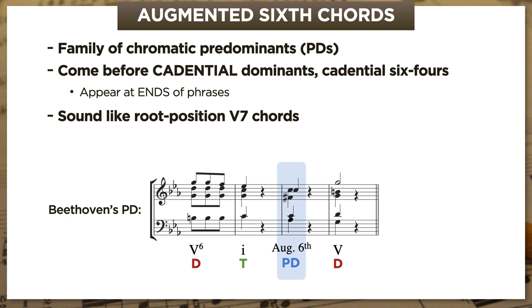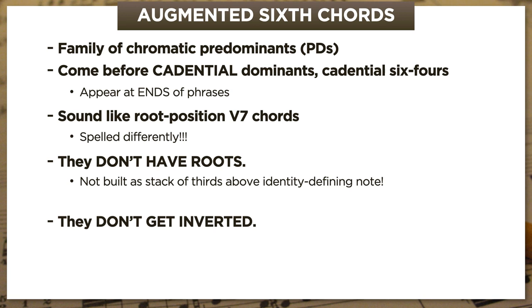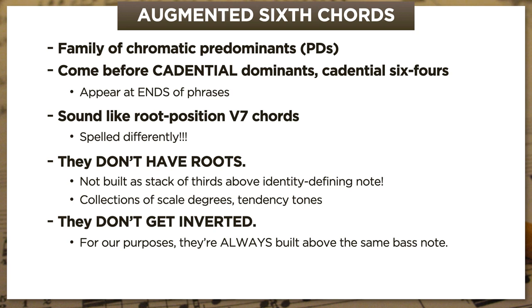Moving on. Augmented sixth chords may sound like 5-7 chords, but they are spelled differently, as we're going to see in a second. But before we talk about spelling, you need to know two things that set augmented sixth chords apart from pretty much any other chords you know. Number one, they don't have roots. And number two, they don't get inverted. Now let me clarify. When I say that augmented sixth chords don't have roots, I mean that they're not built as a stack of thirds above some fundamental identity-defining note. Put that whole idea aside for today. Instead, I want you to think about them as collections of scale degrees that are pretty much all tendency tones. They all want to move in a very particular way. And when I say that they don't get inverted, I lie, they do get inverted. But so rarely that I'm not even going to talk about it. For our purposes, they are always built over one and only one bass note.